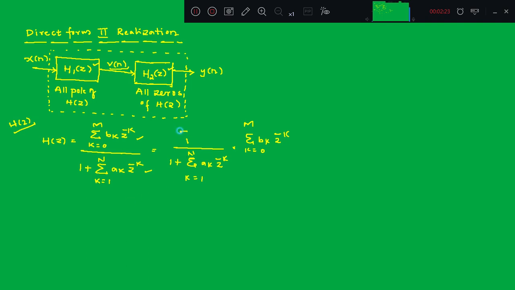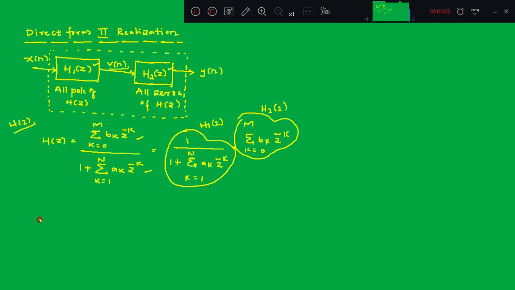So this can be considered as H1(z). It has only the poles in the denominator, but if you take this one, this is only the zero terms, that is b0, b1, and so on up to b_M, right? So this is my H2(z), right? So now, let me take H1(z) first, we'll simplify it into its time domain, then we'll convert this z domain to a time domain for H2(z), and then you can combine both and you will finally get the direct form 2 realization, right?